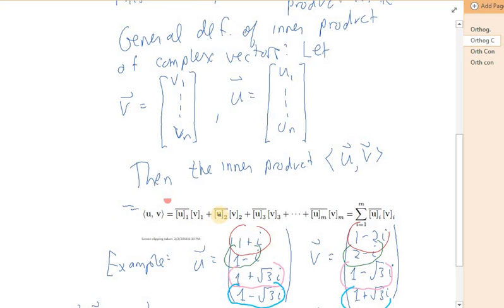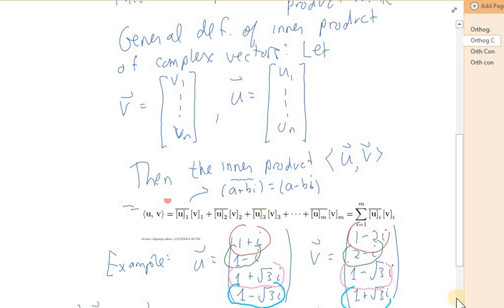Second component of u, complex conjugate, multiply by v2. Third component, complex conjugate, multiply by v3, and so on. Now, what's the complex conjugate? The complex conjugate of a plus bi is equal to a minus bi. So the i part gets negated. The real part stays the same. The i part gets negated.